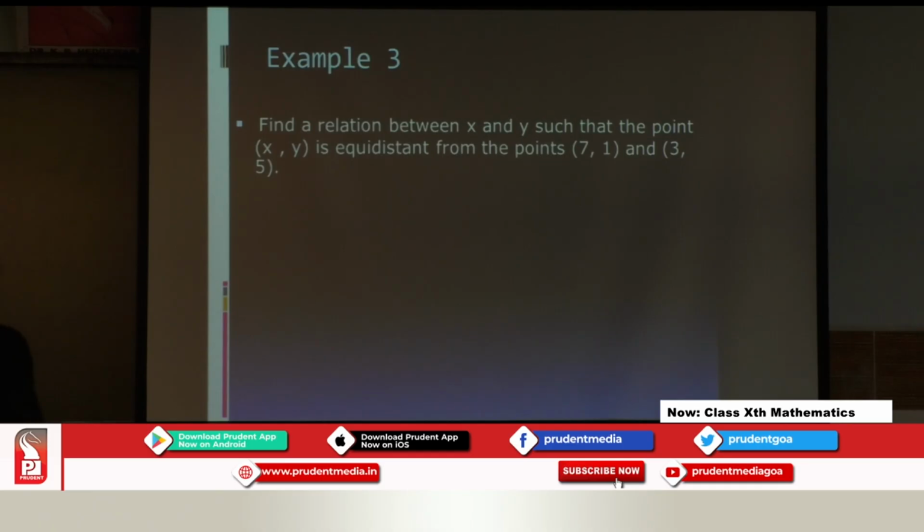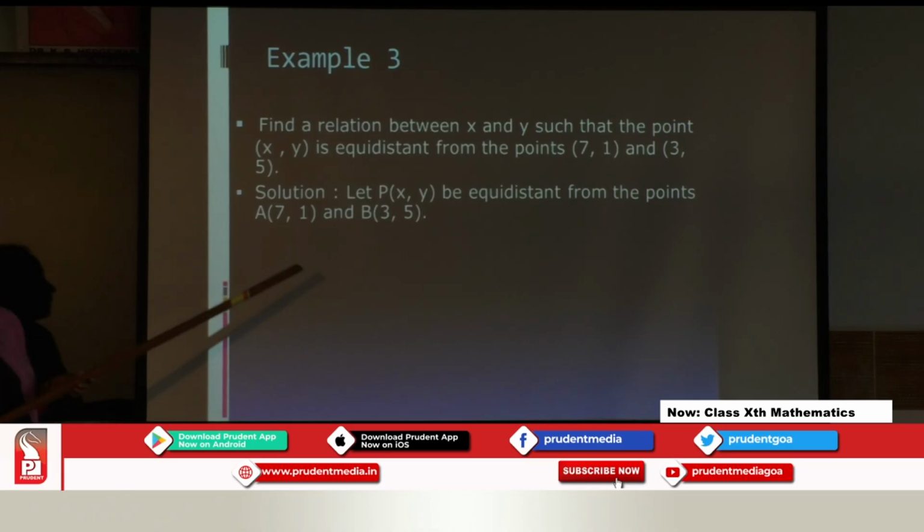That is example 3. Find a relation between x and y such that the point (x, y) is equidistant from the points (7, 1) and (3, 5). So we have to find the relation between x and y such that the point (x, y) is equidistant from the points (7, 1) and (3, 5).